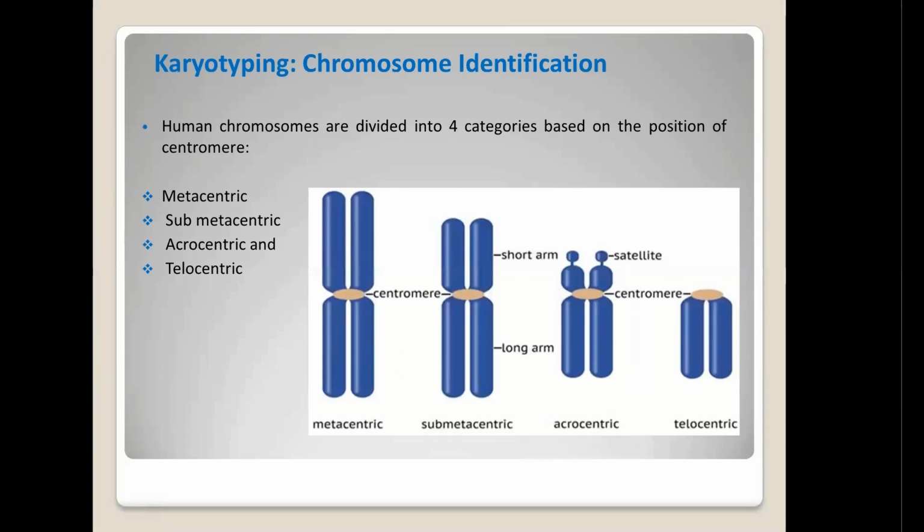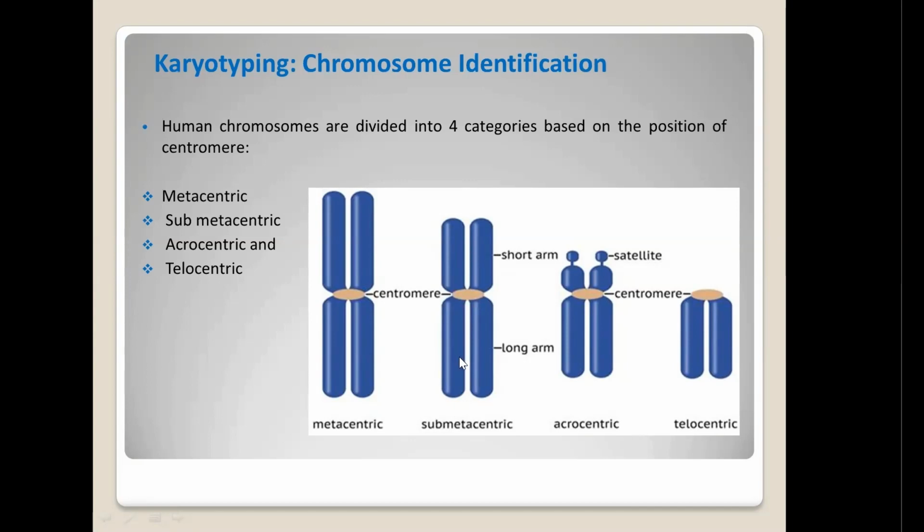Before understanding the identification, we should know about the four categories of chromosomes, which are based on the position of the centromere. So they are of four types. Metacentric chromosomes: when the centromere is found exactly at the middle of the chromosome, so that the two arms, P and Q, are equal. Submetacentric chromosome.